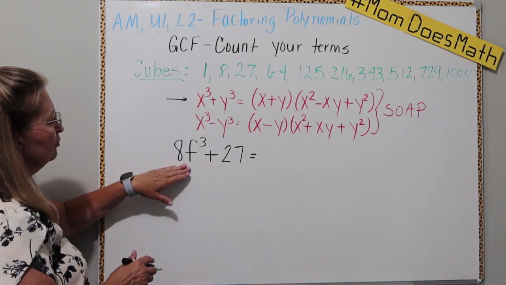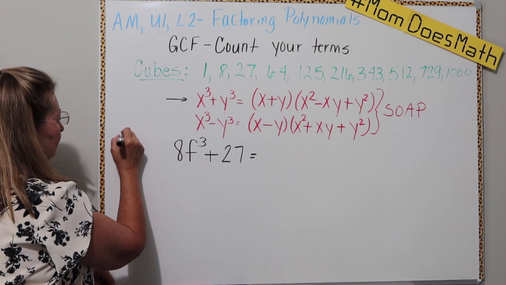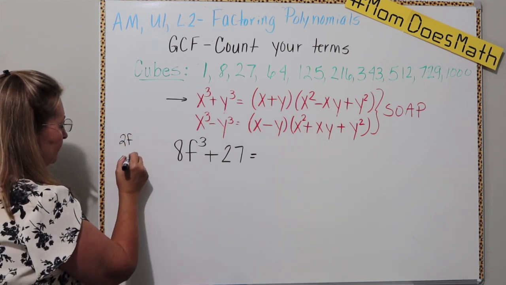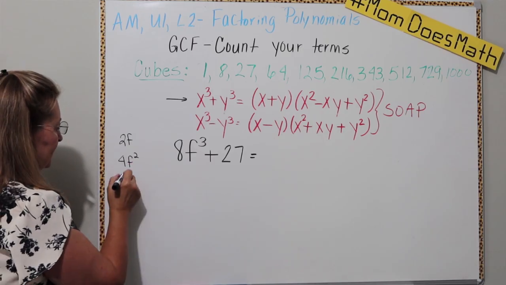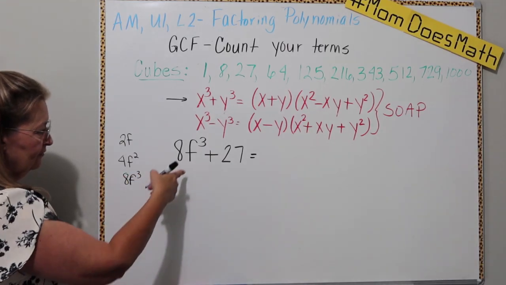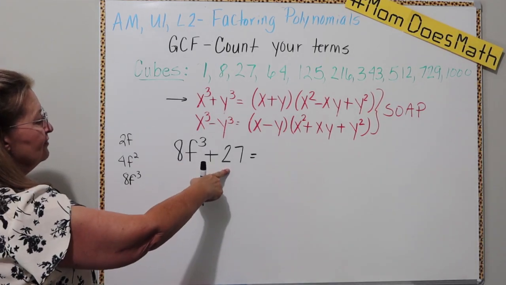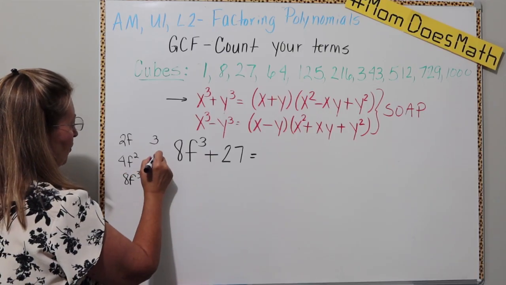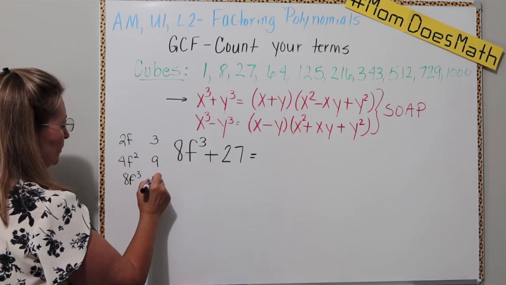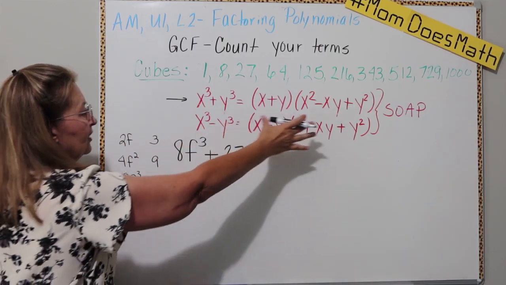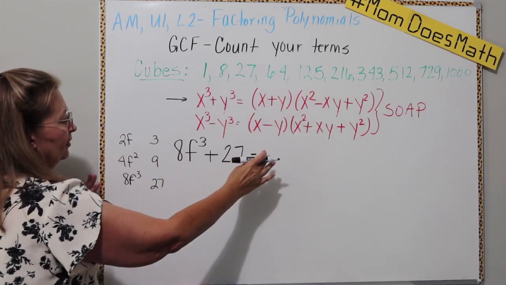So the cube root of 8f to the third is 2f. This squared is 4f to the second, and that root cubed is 8f to the third. Alright, on 27, the cube root of 27 is 3. 3 squared is 9. 3 cubed is 27. Now these are all the numbers that I'm going to need to plug in to the formula.